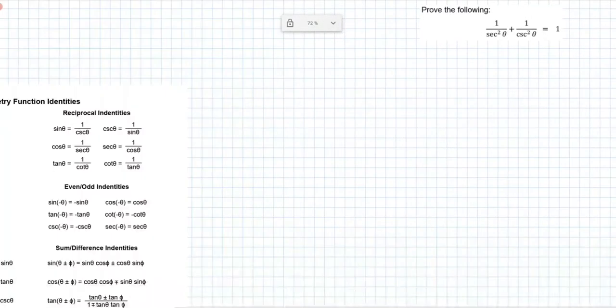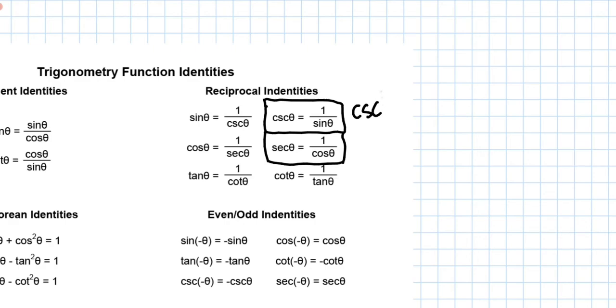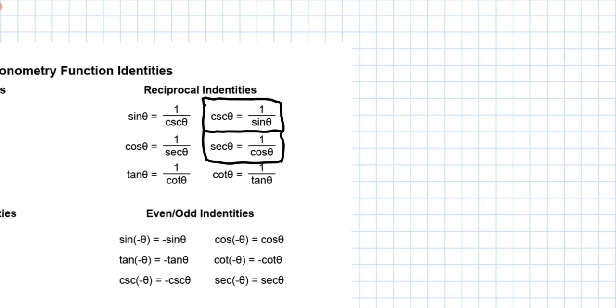So let's go over to our trig identity sheet and find out what those are. So we have cosecant theta is equal to 1 over sine theta. And we have secant theta is equal to 1 over cosine theta. The same thing goes for cosecant squared theta, it's just simply 1 over sine squared theta. And the same would go for the 1 over cosine as well. So we'll clean this up.